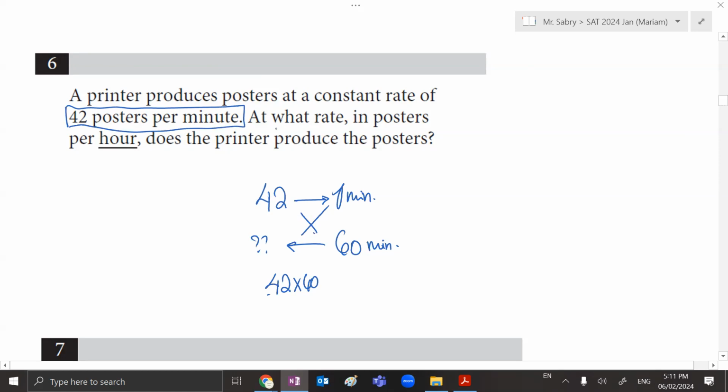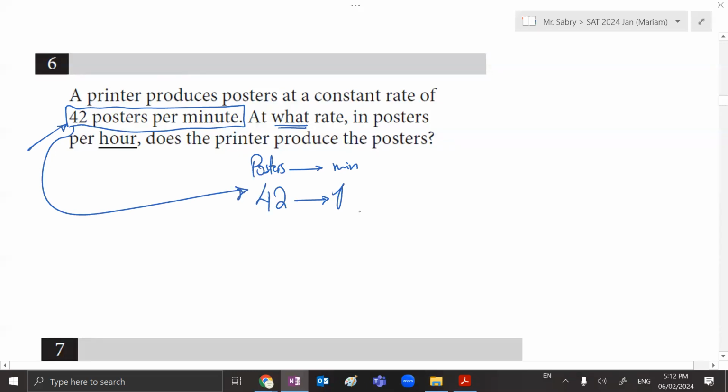when I find the words "at what rate" or "at this rate" in the question, I know the problem will definitely involve cross multiplication. I'll write the rate in an organized way: the part with the rate, 42 posters per minute, I'll write as posters over minutes, and under posters I write number of posters, under minutes number of minutes. So that's the first thing you start with right away.